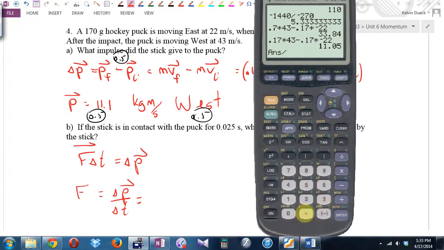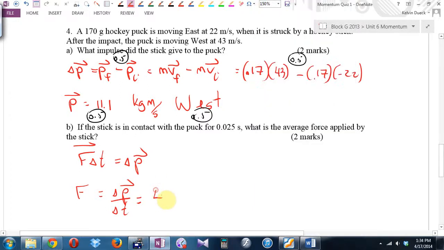Divided by 0.025. 442 newtons? Direction, west, but I didn't exactly specify a direction. Anyways, I would probably go something like this. 1 mark for that, half mark for that, half mark for the answer.